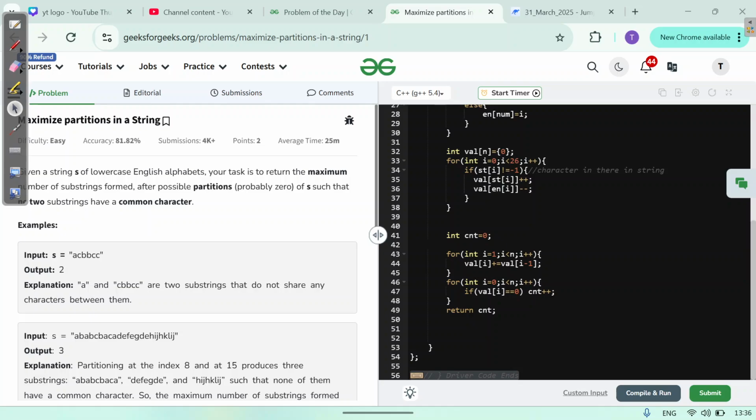And if we talk about the time complexity, we have nothing like sorting that we have done. So time complexity is order n. And also we have created an array of size n, so space complexity is also order n.